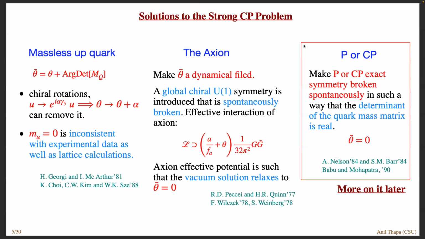So this theta first term is already 0. And if you make M_q, the quark mass matrix, real, then you solve the strong CP problem. And this is the solution I will be talking about, unlike most of the people who talk about axions, and I'll talk about this more later.